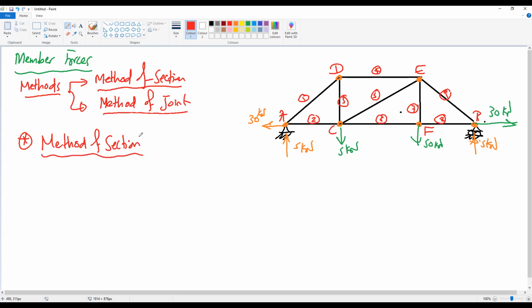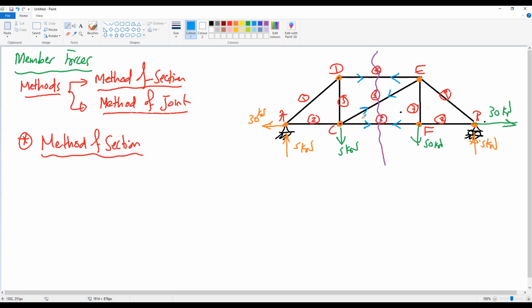For the method of section, we need to make a cut in the members so that the internal forces will appear. So if I make a cut here, what forces will appear here? We will have a force appear in member DE, a force in member CE, and a force in member CF. Okay, these three forces will appear.